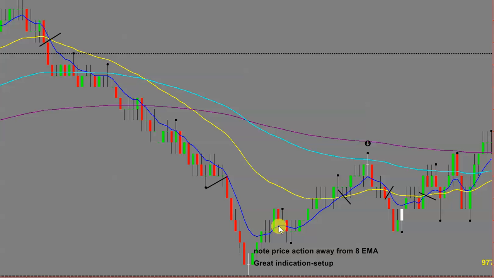Let me get this right. Sorry traders, long morning. Notice how the price has moved away from the 8 EMA. Okay, that's a really good indication, and it's a great scalping opportunity for the counter trend traders. However, please do not counter trend trade until you've mastered profitable trading with the trend.